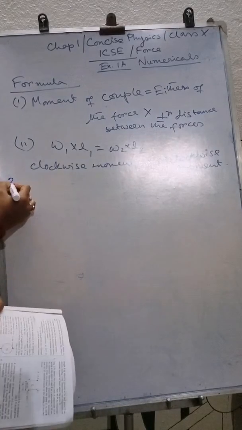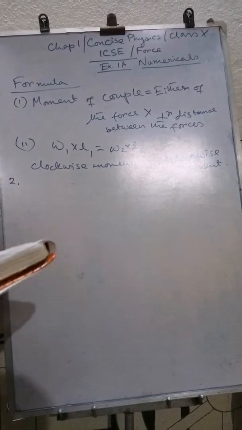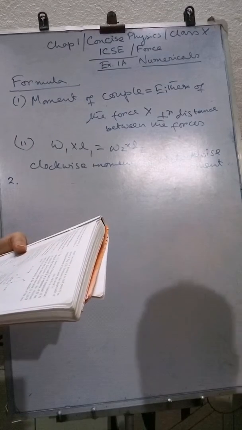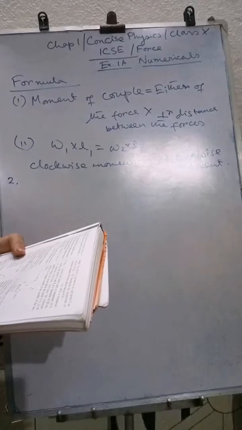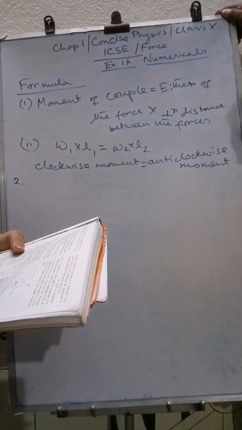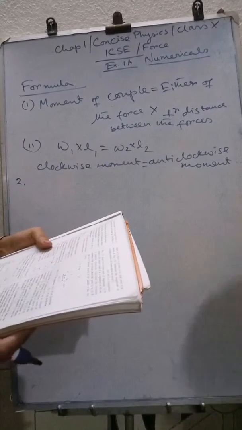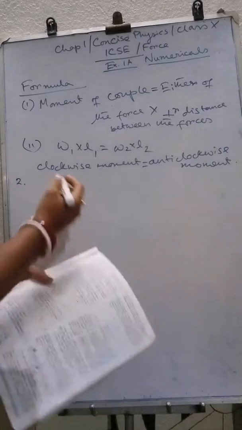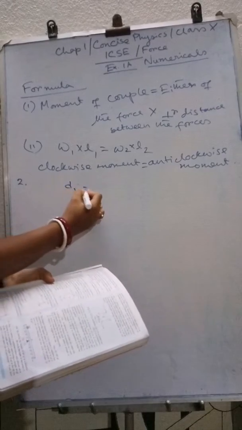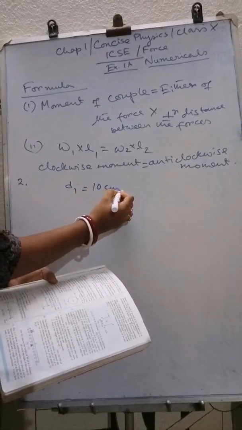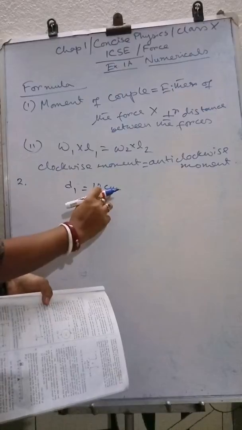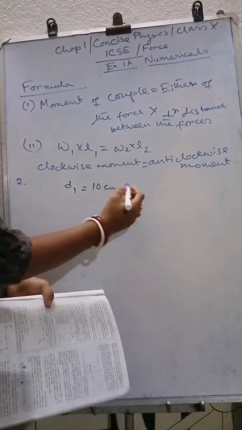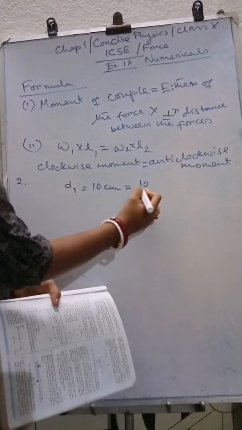Now let us come to the number 2 problem. A nut is opened by a wrench of length 10 cm. If the least force required is 5 Newton, find the moment of force needed to turn the nut. That means the length is given here, that is d1 equals 10 cm. Look at the unit. This is centimeter. That means it is in CGS unit. We have to convert it into SI unit first.